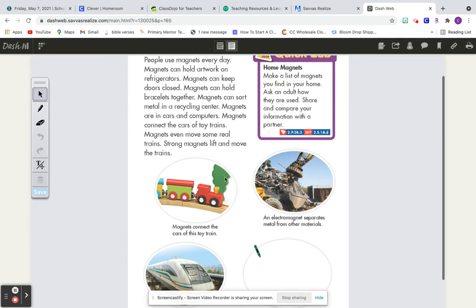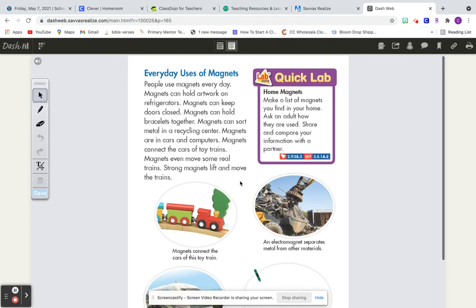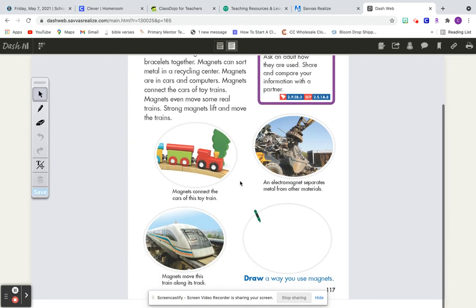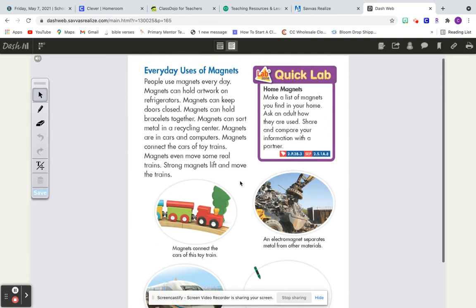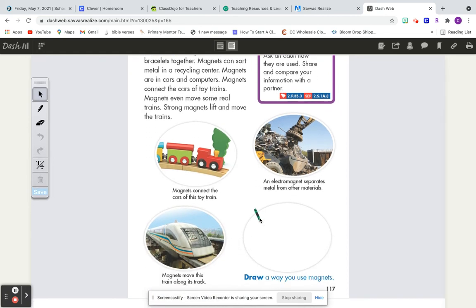So if you have magnets or you've used magnets before, I want you to pause the video to draw a way that you have used a magnet. I know I even have some jewelry that has magnets that pull the clasp together so that it stays closed and I can wear it.